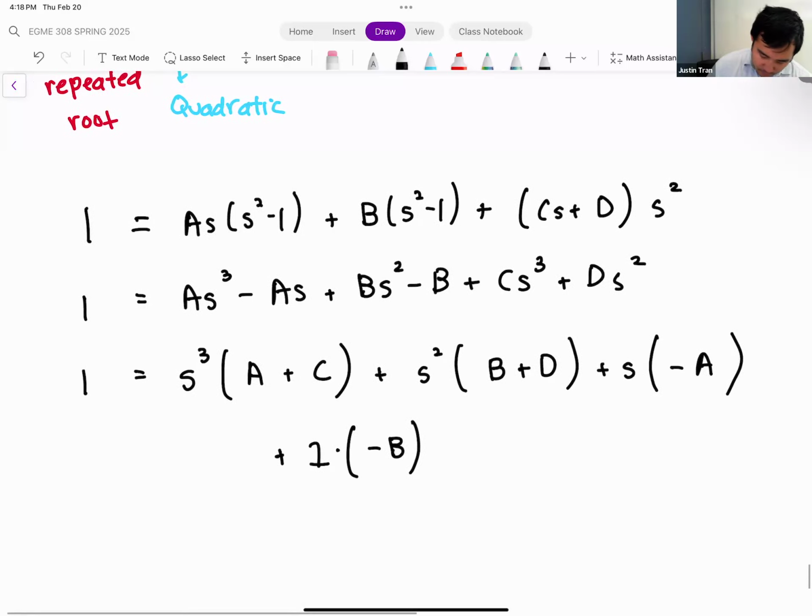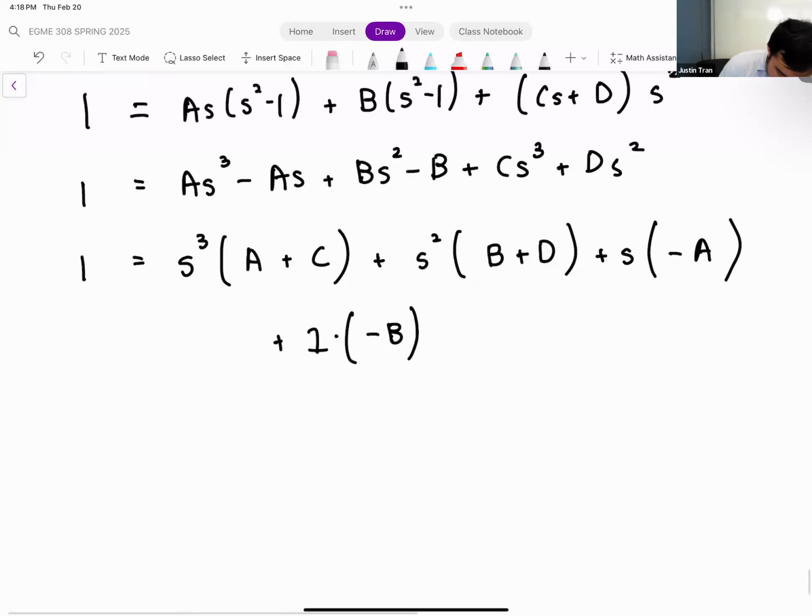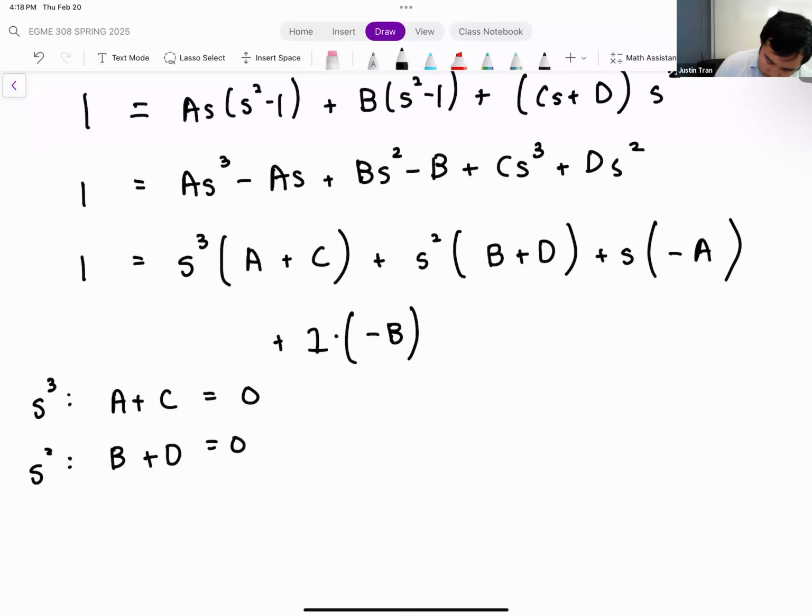Okay, so let's look at the equation for S cubed. We have A plus C is going to be equal to 0. Equation for S squared, we have B plus D is equal to 0. For the S terms, we have minus A is equal to 0. And then for the constant term here, we have minus B is equal to 1.